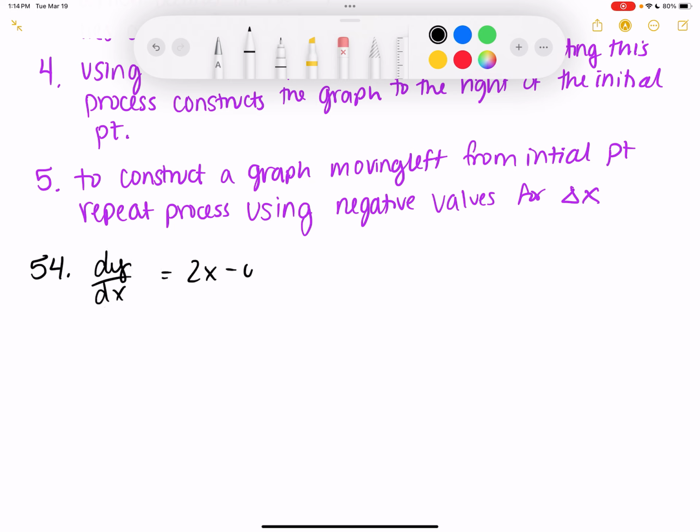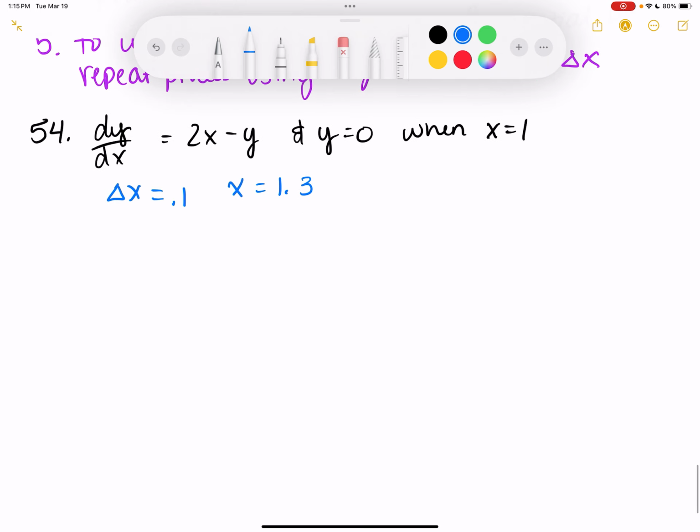54. dy/dx equals 2x minus y. y equals 0 when x equals 1. They tell us in the instructions that delta x is equal to 0.1 and x is 1.3. So we're using the 0.1 to approximate the value of y when x is equal to 1.3. So we're going to be doing basically 3 points. So we make this lovely table, which will make your life easier, where we do the x, y point.